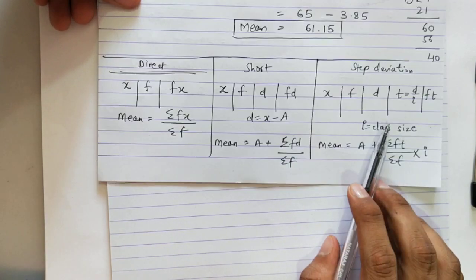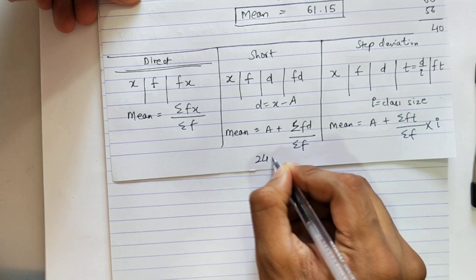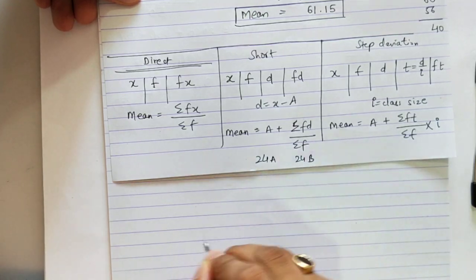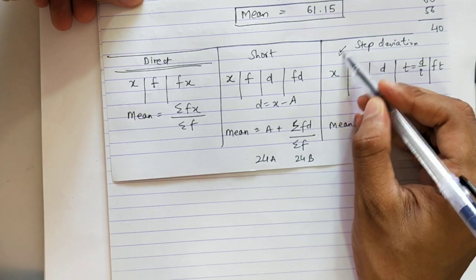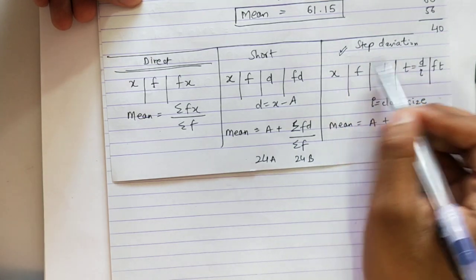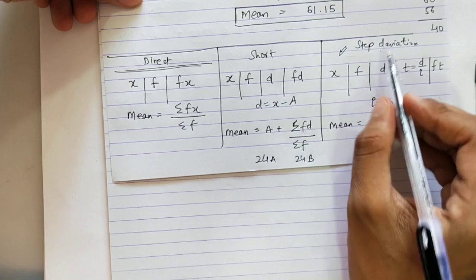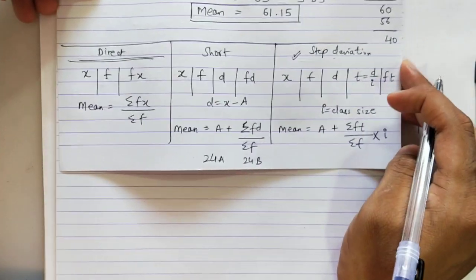Now we have completed exercise 24a and 24b. Okay, in the next video I'll do one more sum based on step deviation, and once I complete that, I'll start with mode. Okay, mode sums.